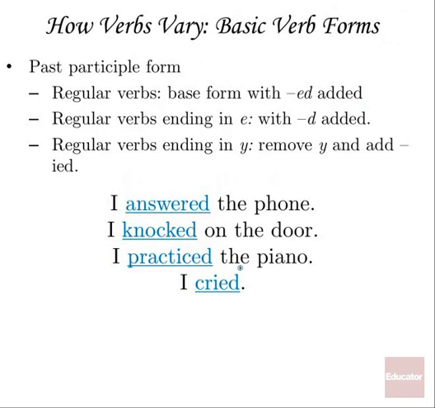All right, now we come to the past participle form, which is slightly more complicated, but not too much. For a regular past participle form verb, you use the base form with ed added. So, I answered the phone or I knocked on the door. Now, if you have a regular verb ending in E, you just add D. So, I practiced the piano. See, that E is back and we've got a D there now. And for a regular verb ending in Y, you remove the Y and add IED. So, the Y in cry goes away and it becomes cried.